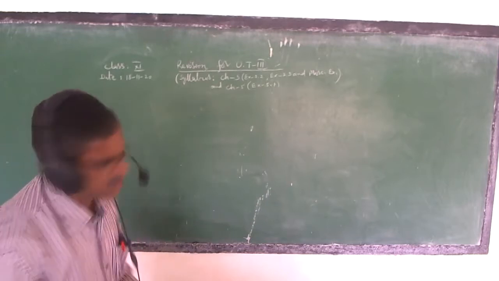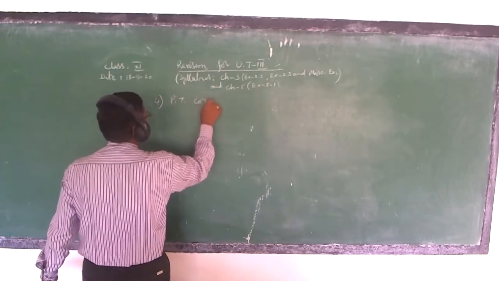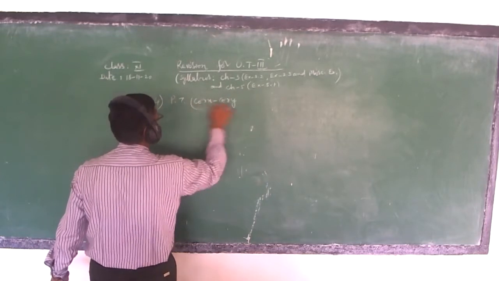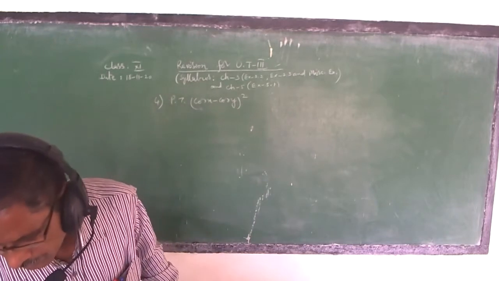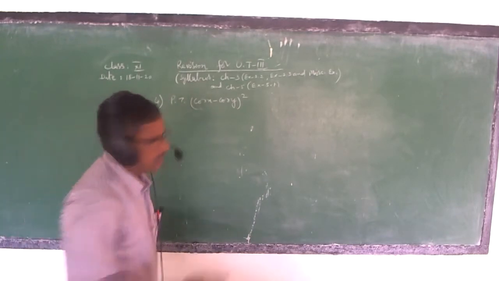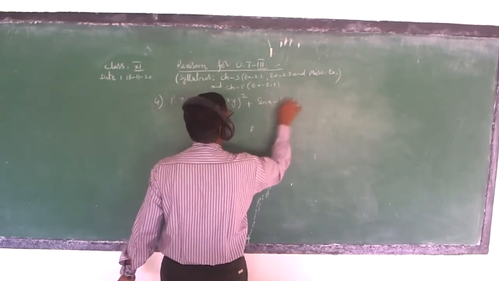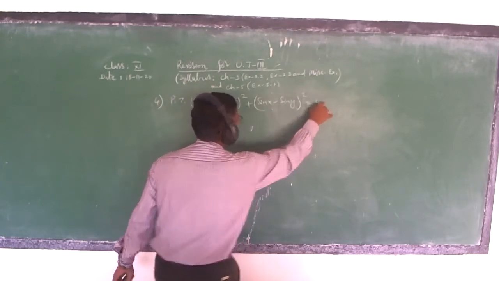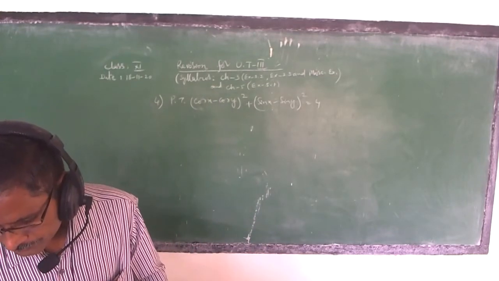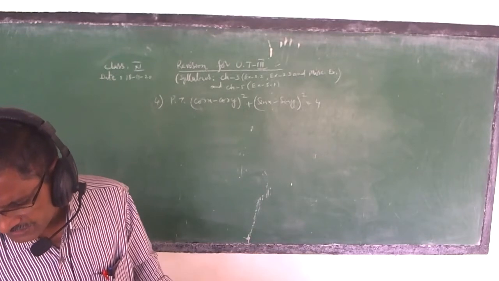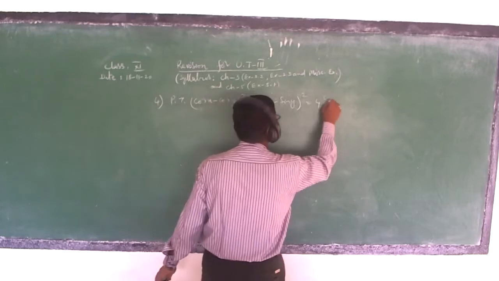Question number 4: prove that (cos x minus cos y) whole square plus (sin x minus sin y) whole square equal to 4 sin square (x minus y) by 2.